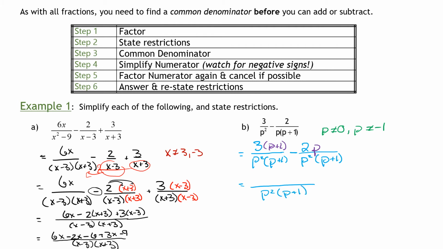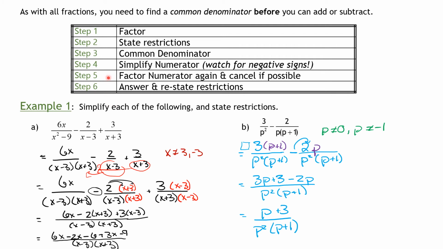And my numerator is, so I don't have a minus sign in front of this one, so I'm going to go ahead and just distribute that in. 3p plus 3, because I'm on step 4. Step 4 says watch for negative signs, so I'm just going to write that one out. Since this is a monomial here, the negative comes into the 2p. I don't have to worry about distributing any further than that. That's step 4. I'm still on step 4 because I haven't finished simplifying my numerator. So 3p minus 2p is p, and then the only constant I have is a 3 over p squared times p plus 1.